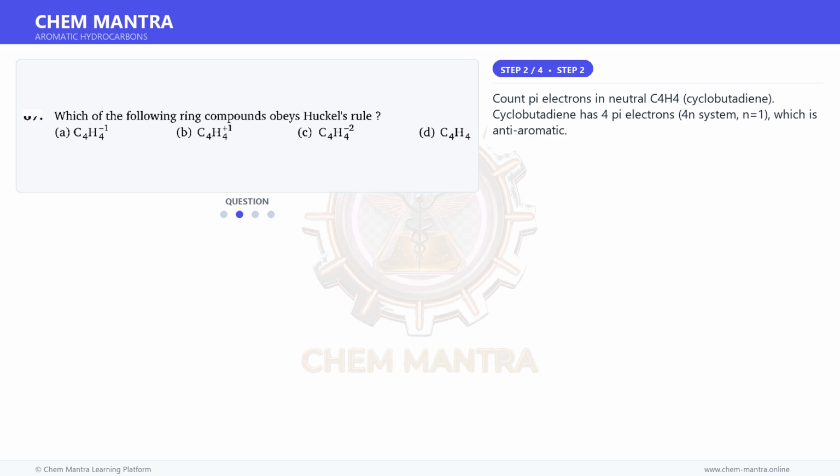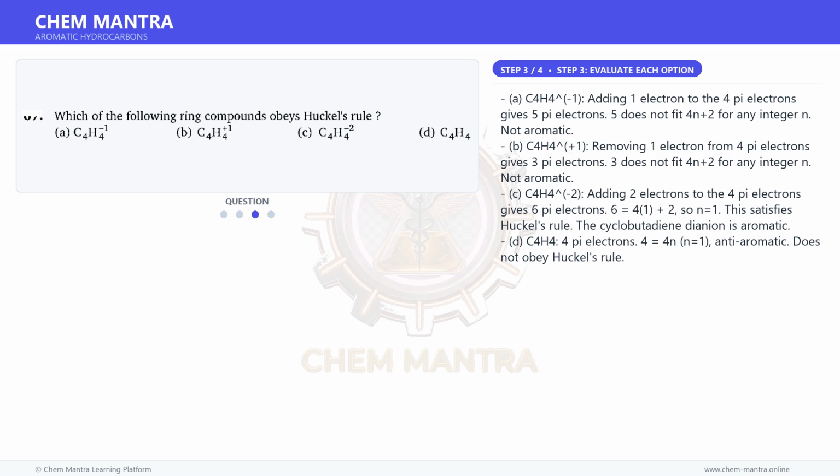Moving on to the next step. Count pi electrons in neutral C4H4 cyclobutadiene. Cyclobutadiene has 4 pi electrons, a 4n system, n is equal to 1, which is anti-aromatic. Moving on to the next step. A. C4H4 minus 1: adding 1 electron to the 4 pi electrons gives 5 pi electrons. 5 does not fit 4n plus 2 for any integer n, so not aromatic.